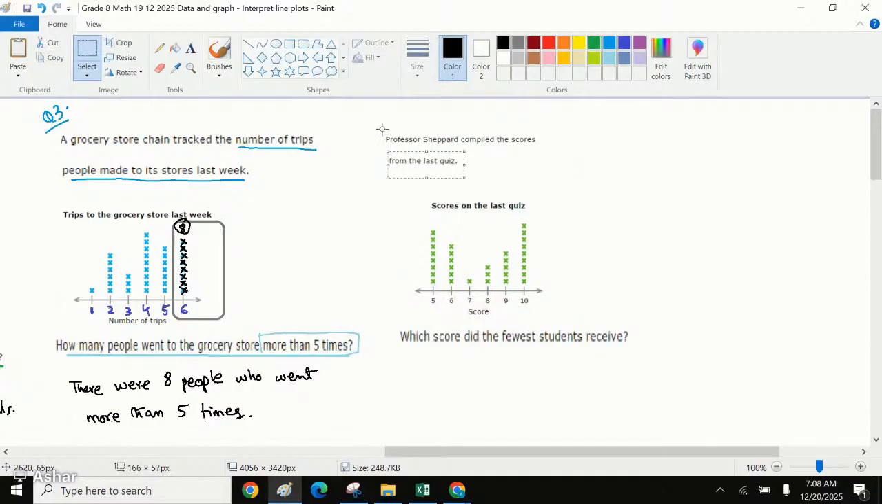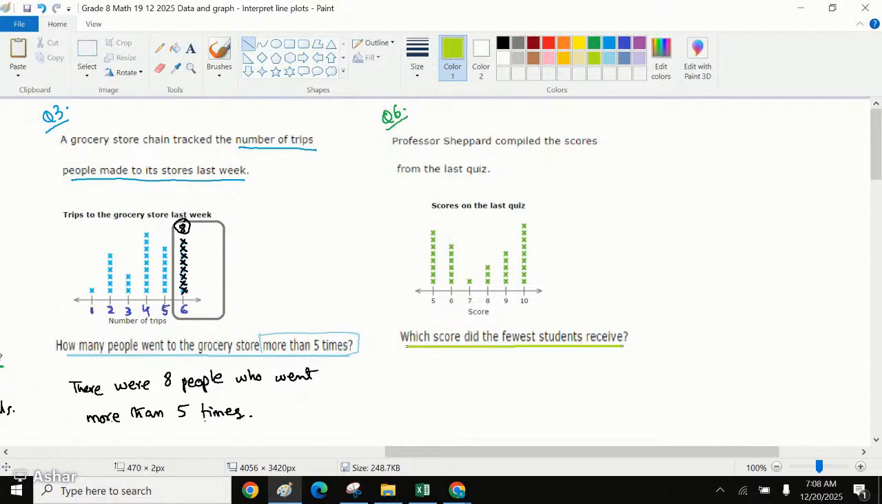Professor Shepard compiled the scores from the last quiz, right? The question is saying that a teacher is compiling the results, and the grade is given. That means for the score of 5, these many people; 6 score was by this number of people; 7, that is one person got 7 marks. So moving on to the question, which score did the fewest students receive?